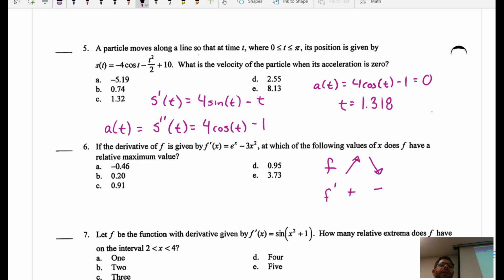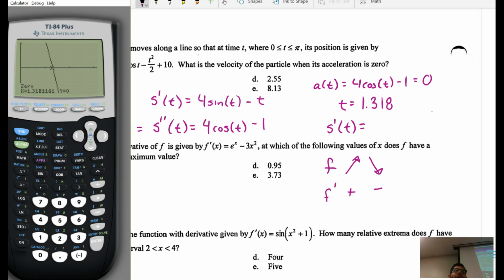But this question's asking for the velocity when the acceleration is 0. So what do I want to do with this value? Plug it into s prime of t. Okay, so another thing with this calculator: when you solve for something on the graph menu, that value is automatically stored to x. So there's that 1.318.